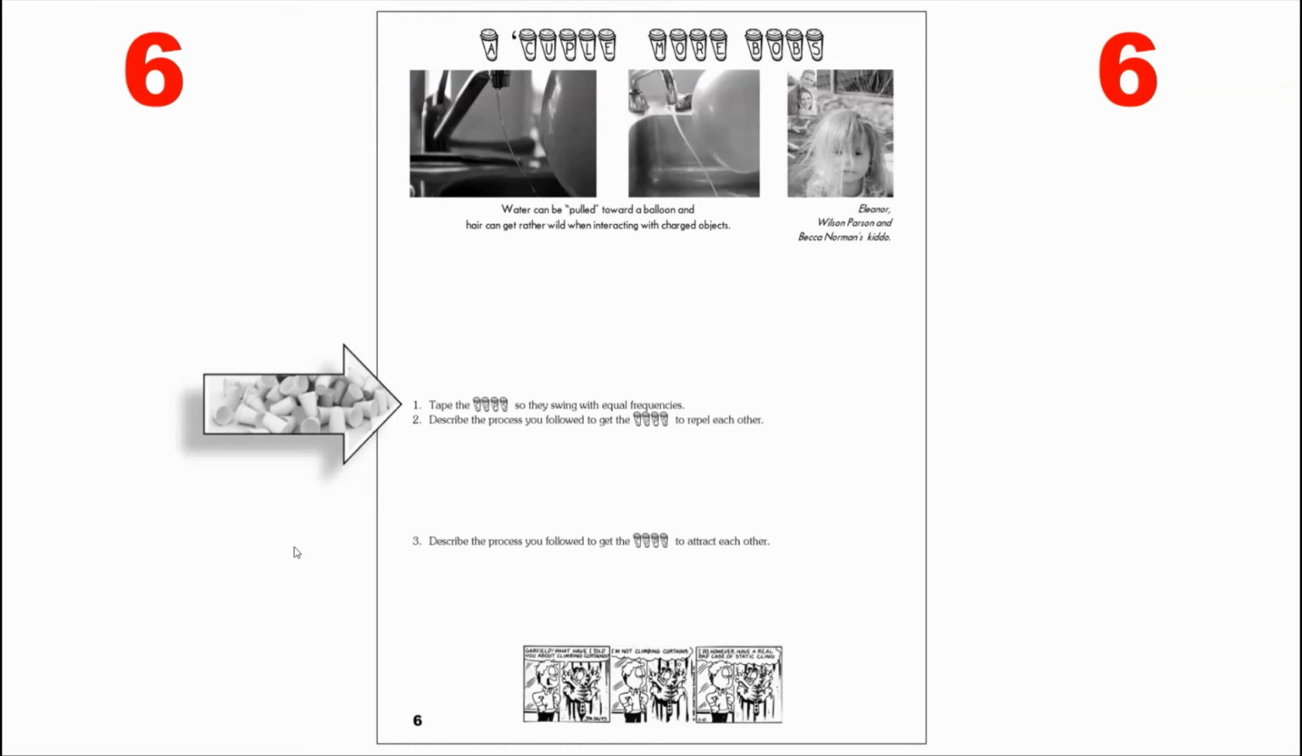And you have two of the foam cups. Your mission is to describe the process that you figured out to get the cups to repel each other. They push away from one another when you try to bring one to the other. And then describe the process you followed to get the cups to attract one another. One would immediately move to the other. So two different processes, repulsion and attraction.